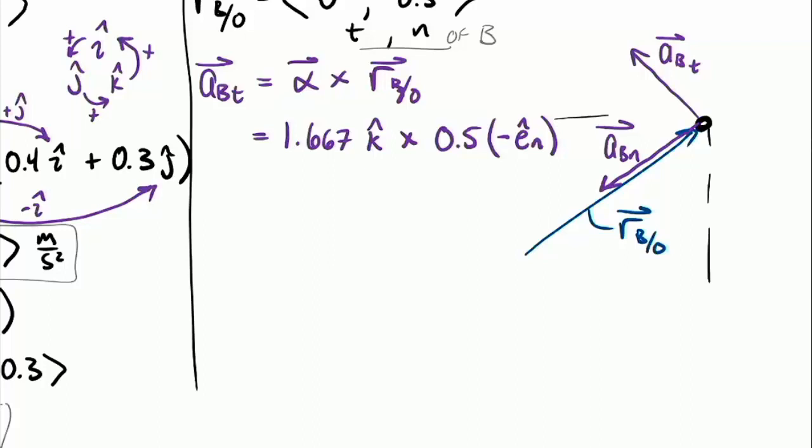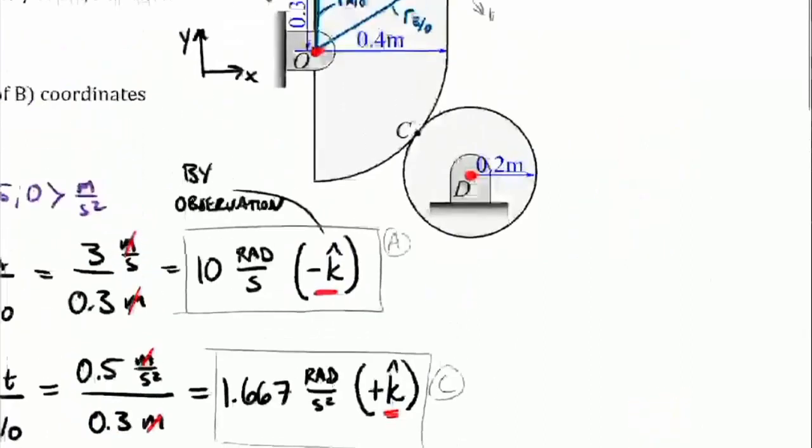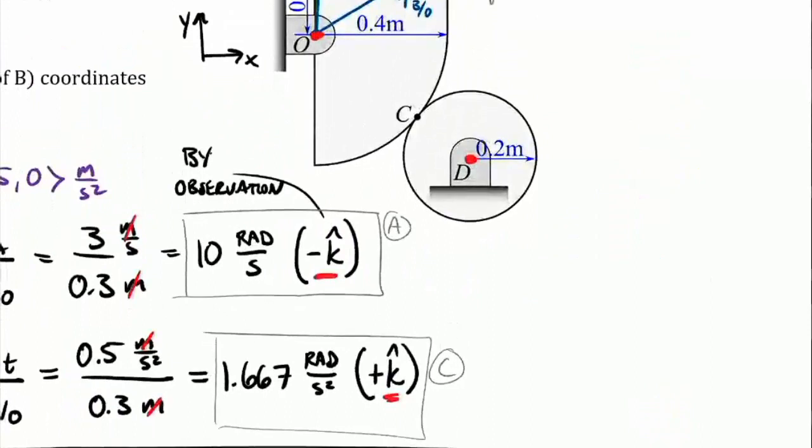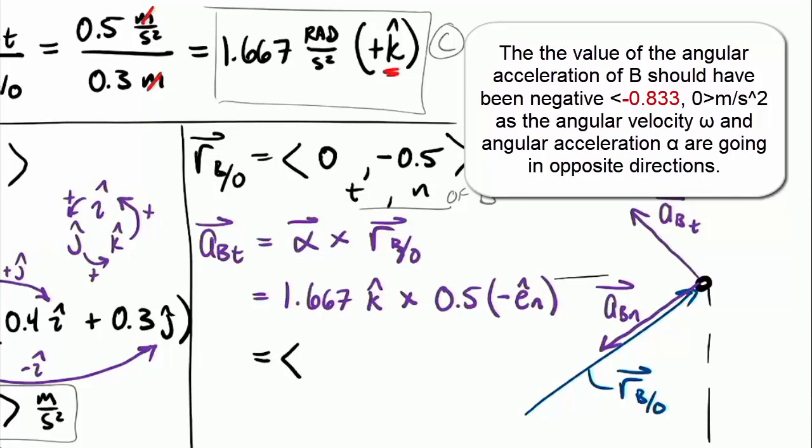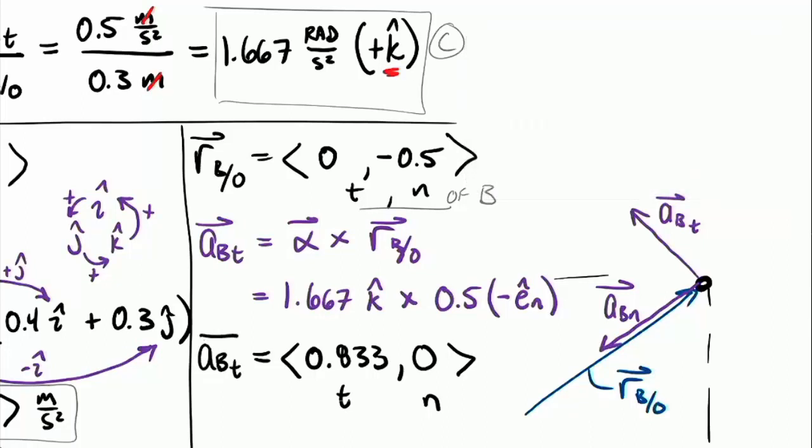But for this one, as we take a look at it, if we cross negative, which is going into the board, into my n direction, which is basically coming down here, we end up with a vector that's going in the t direction, just fundamentally by crossing those two vectors together. So we can write this out that this equals a value of 0.833, comma, 0. These are my t n components. And so this is also my a b sub t vector.